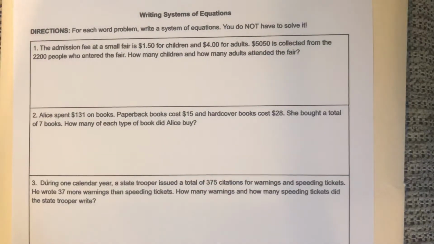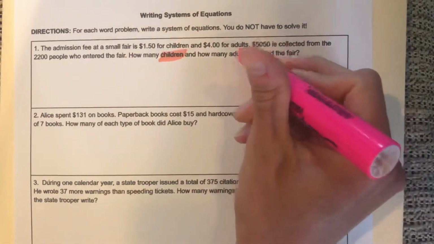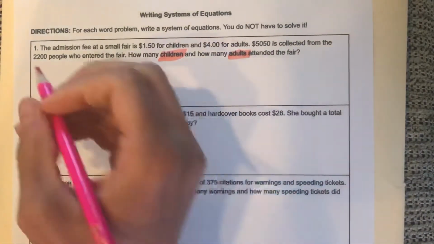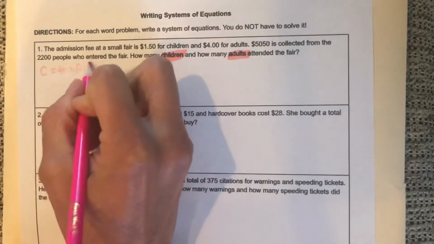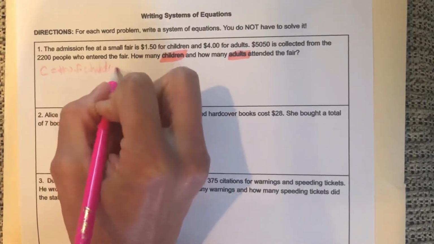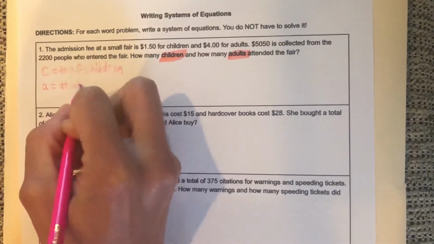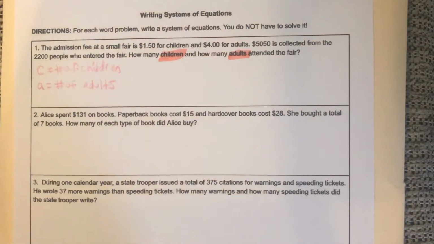So the first thing we want to do is figure out what the unknown is. We always have to identify what our variables are. If we look at the question part, we notice that it's asking for how many children and how many adults went to the fair. So that's going to be our variable. On the side here, I'm going to use C for the number of children, and I'm going to use A for the number of adults. So I've just defined my variables.